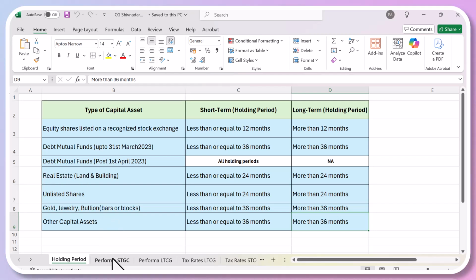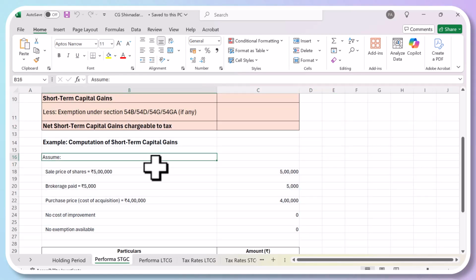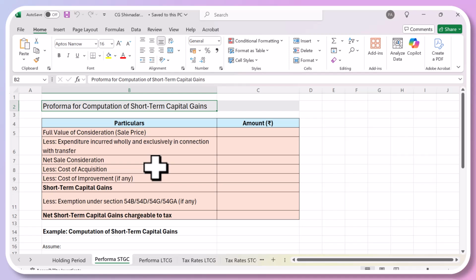Now we talk about short-term capital gain and long-term capital gain. So first is short-term capital gain. That means if you are holding the assets for less than the period which we have seen. So this is the pro forma. How do we compute the capital gains? First, I'll do an example also here. The full value, sale value, so at what value you have sold your asset. Then less expenditure incurred wholly and exclusively in connection with transfer.